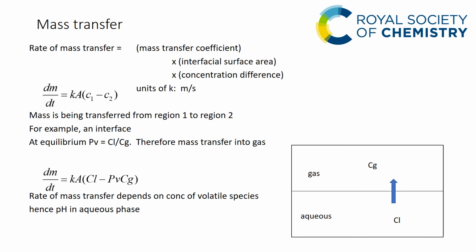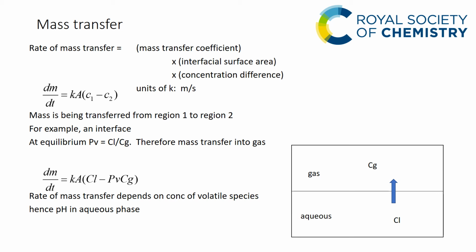But it's the mass transfer which determines the relative release of volatile species into the gas phase. And mass transfer rate is really a mass transfer coefficient multiplied by an interfacial surface area multiplied by a concentration difference. So the units of Km are in velocity units, meters per second, and we can write dm by dt equals Ka (C1 minus C2), where C1 and C2 are the concentrations in one region and another.